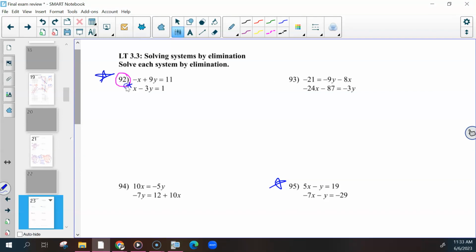So I could add these two equations together. -x plus x, we just found that was 0. 9y plus -3y would be 9y minus 3y, so 6y. And 11 plus 1 is 12. So then we would be solving for y. You don't really need to do anything with the 0, ignore it. Divide both sides by 6.